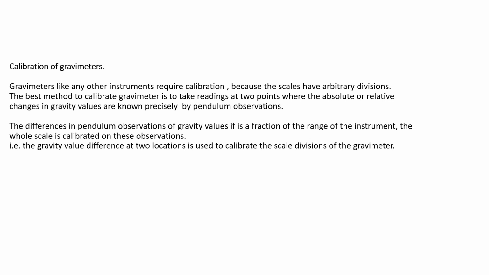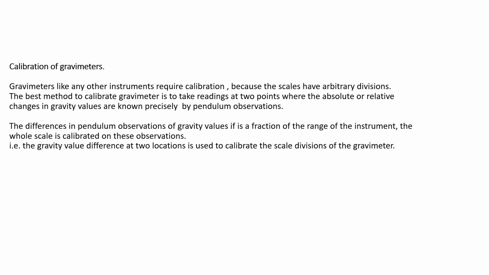So 2 is a fraction of 10. So the divisions of the scale on the gravimeter, that is 10, can be divided into 2 each. That means we will have 5 divisions of 2, let's say milligal each. So in simple words, it's the gravity value difference at two locations that is used to calibrate the scale divisions of the gravimeter. So this was all about your unstable gravimeter, the principle and the types of unstable gravimeter.